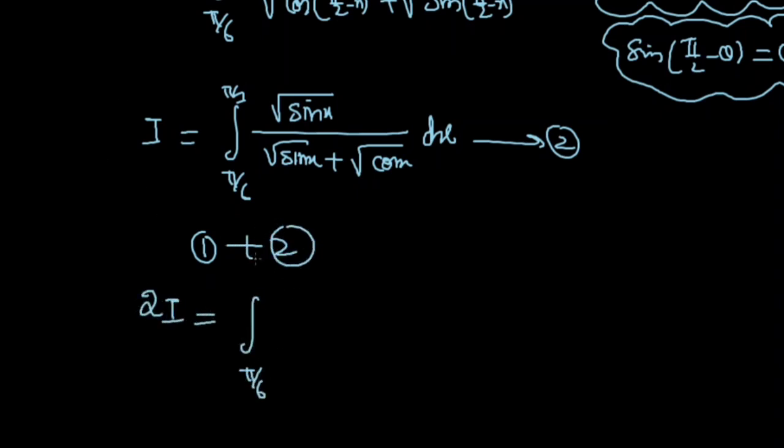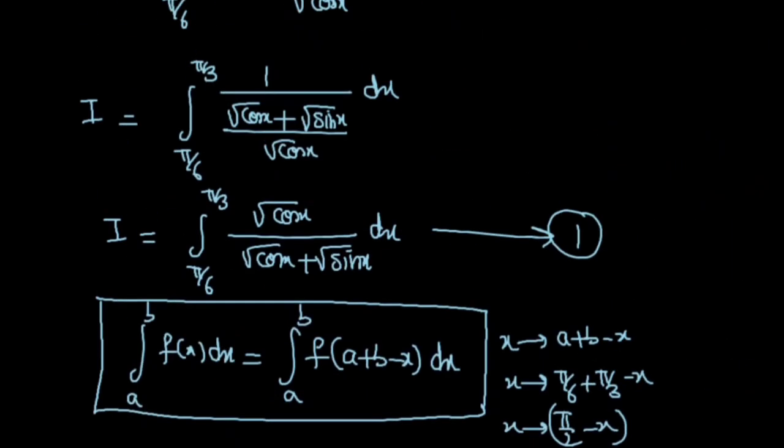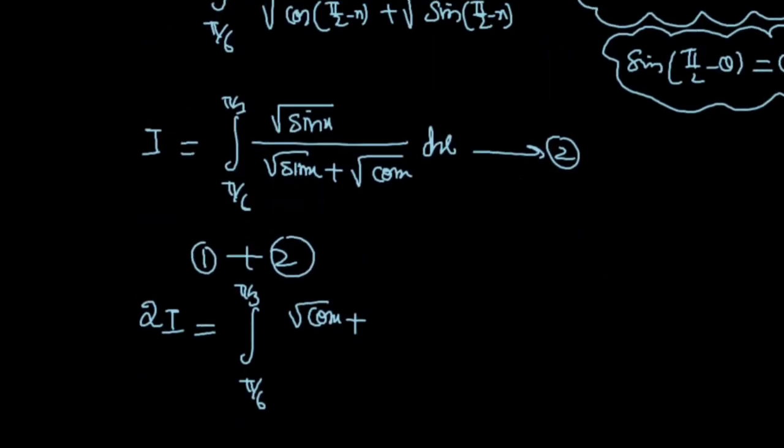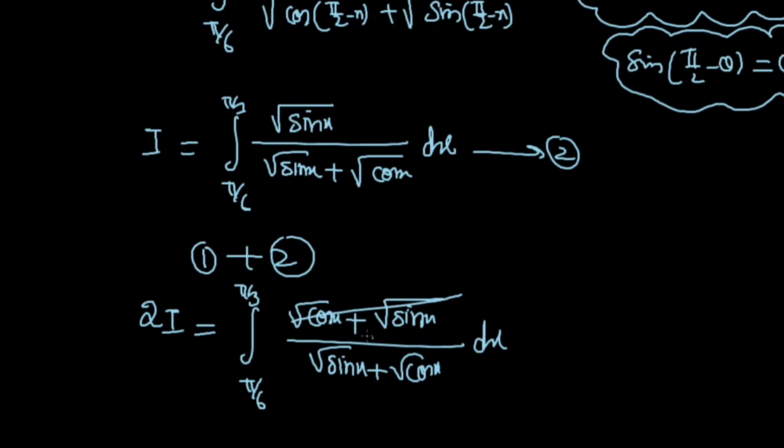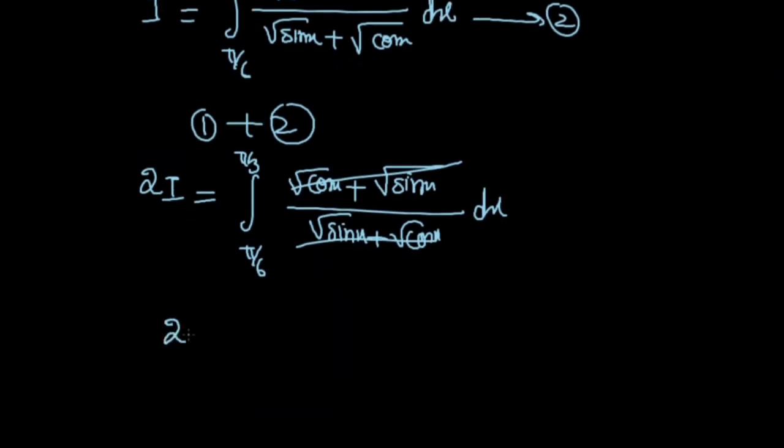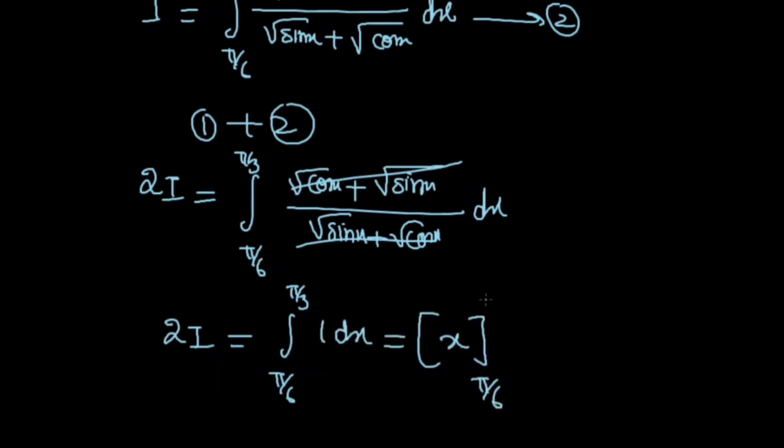Integration from pi by 6 to pi by 3. Here in the numerator we are adding root cos x plus root sin x, because the denominator terms are the same: root sin x plus root cos x dx. So these two terms get cancelled one time. So 2I is equal to the integration from pi by 6 to pi by 3 of 1 dx. The integration of 1 dx is x. The limits are pi by 6 to pi by 3.